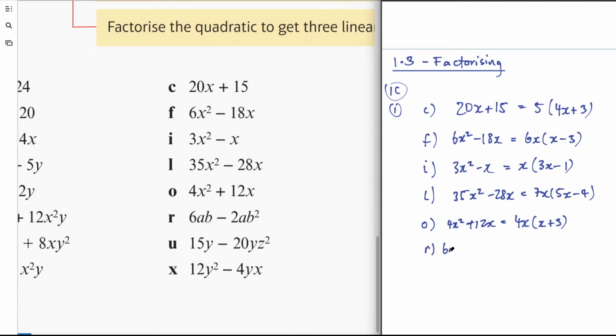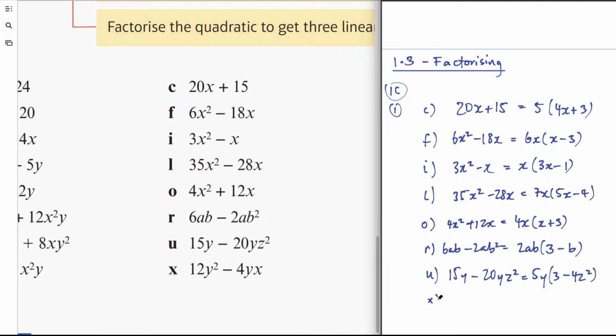R, 6ab take 2ab squared. Highest common factor there is 2ab, and then we have 3 take b in the brackets. Yes, that should be fine. And then U, 15y take 20yz squared. Highest common factor 5y. Then we're left with 3 take 4z squared.